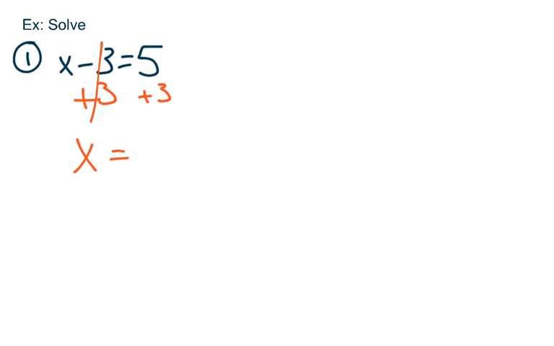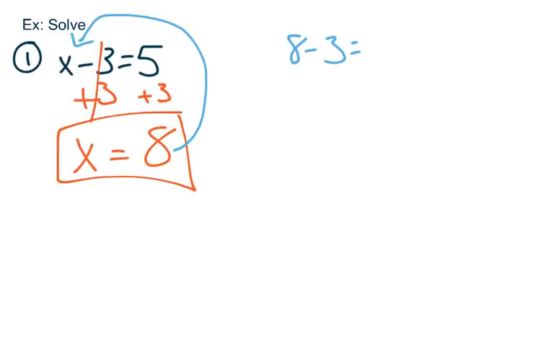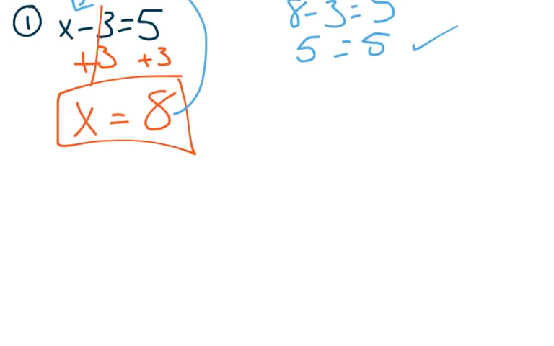5 plus 3 on the right gives me 8. If you're ever not sure if your answer is right, you can always go back in, put that right back in for x and see if you get the right answer. Let's see if 8 minus 3, whoops, I'm sorry, 8 minus 3, let's see if that is 5, and yeah, it is. 5 equals 5. We got a true statement. Okay, so that's how you can always go back and double check yourself to see if you are correct.